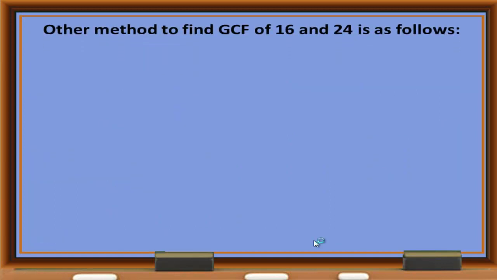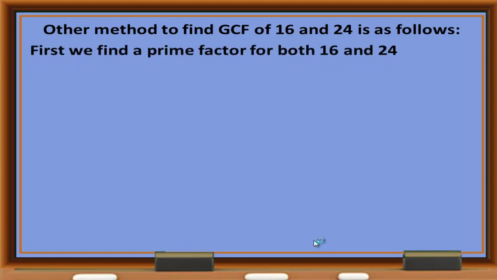Another method to find the greatest common factor, that is the GCF of 16 and 24, is as follows. First, we find the prime factors for both 16 and 24. That is, first we write 16, then comma 24. For those two numbers, the minimum prime factor, that is the lowest, is 2. 16 divided by 2, again 24 divided by 2.